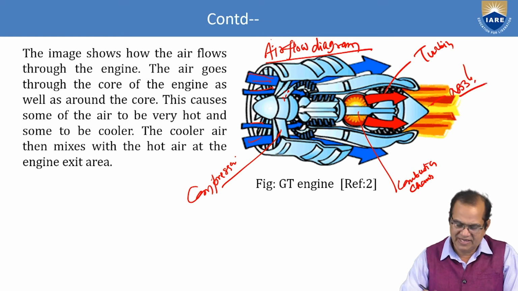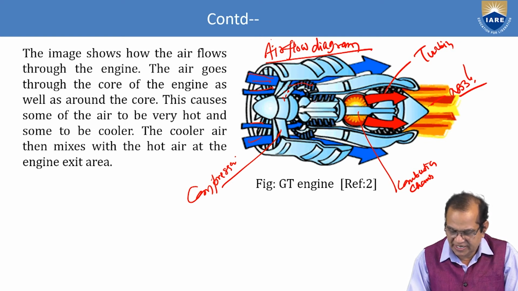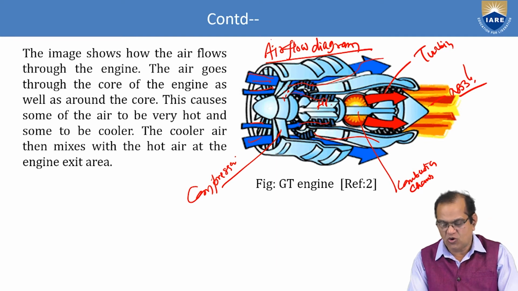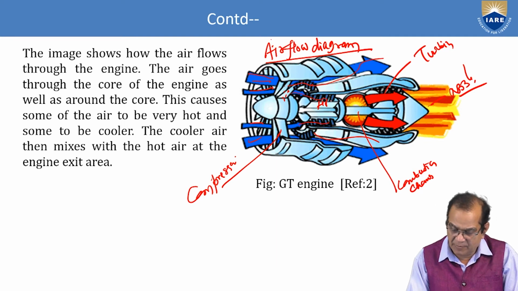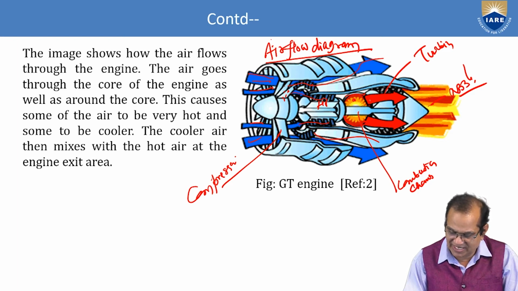So the air is entering here, going to the compressor. Here it is compressed up to here. Then it goes to the HP, and one part of it goes from outside. Another part goes into the core here. This core air is compressed again to a high pressure, and this goes to the combustion chamber here. Here the fuel is sprayed and a spark is provided.